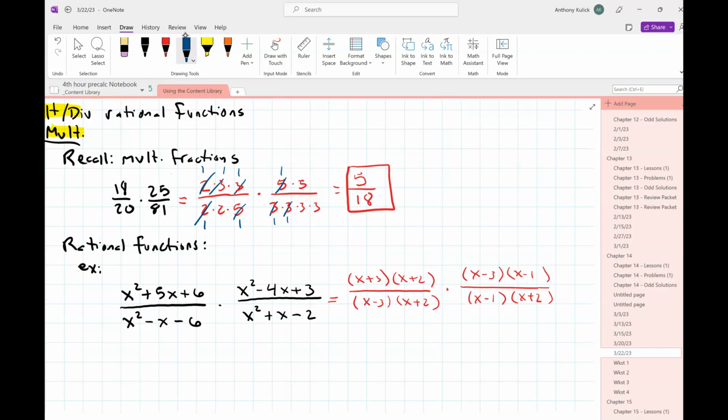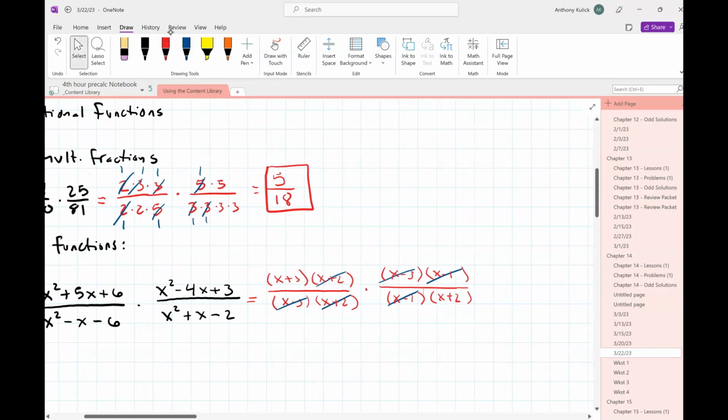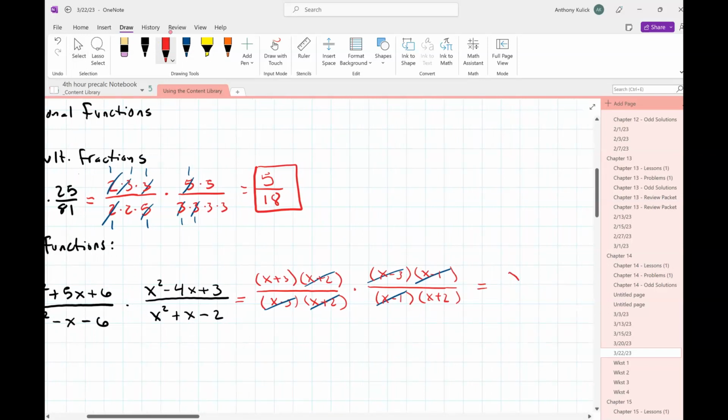Let's see, what can reduce? These x plus 2's can reduce. These x minus 3's can reduce. And those x minus 1's can reduce. So we're left with x plus 3 over x plus 2. So far, so good.